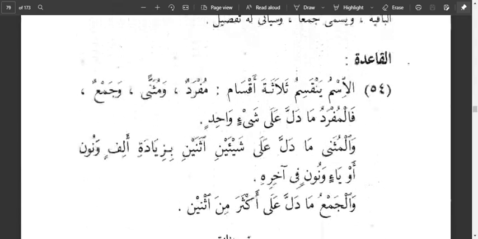Now at the top it says الاسم ينقسم ثلاثة أقسام. The noun is divided into three parts, into three types. We have mufradun, musannan, and jam'un: singular, dual, and plural. So obviously this is what ينقسم ثلاثة أقسام باعتبار عدده. It's with respect to the number of nouns we have: singular, dual, and plural.